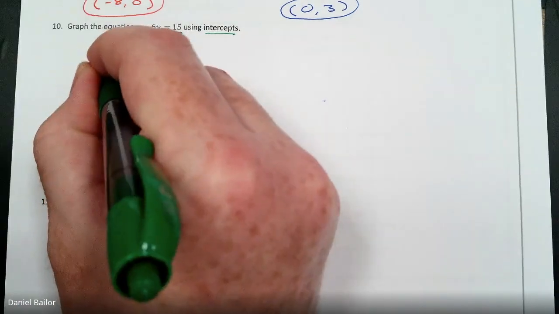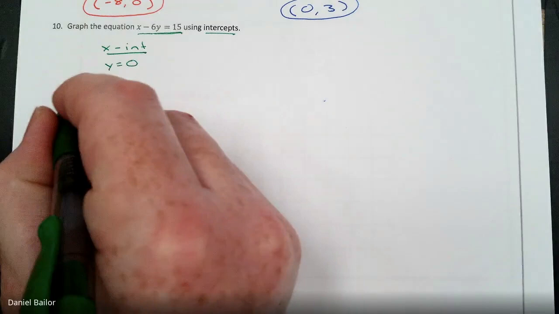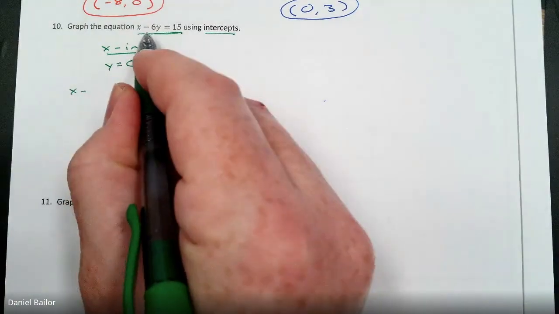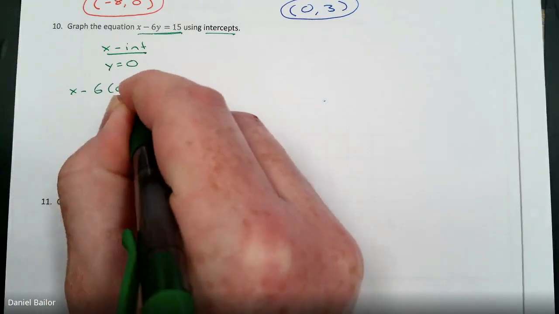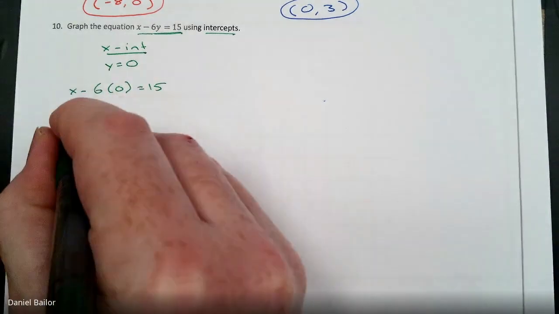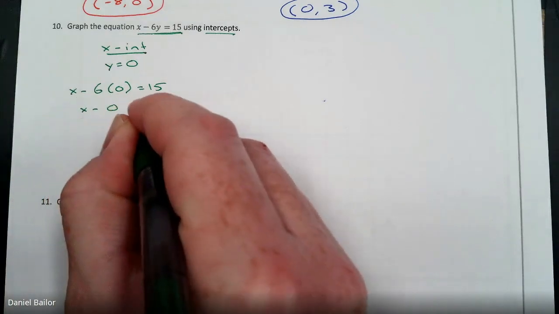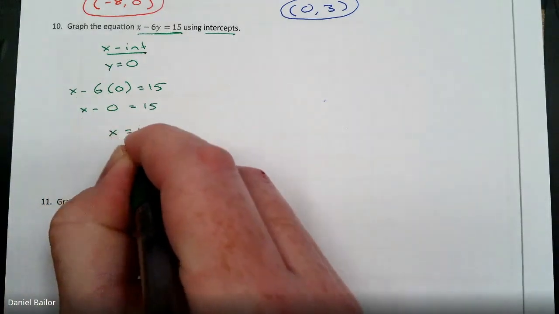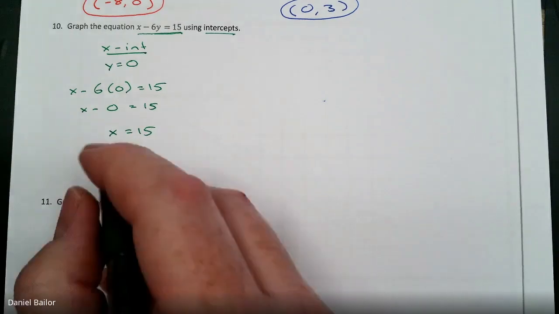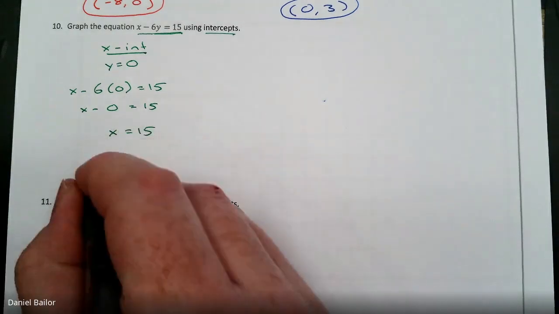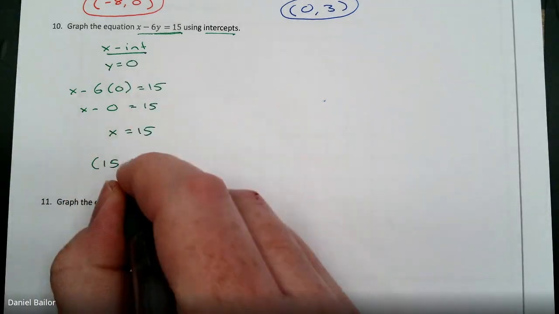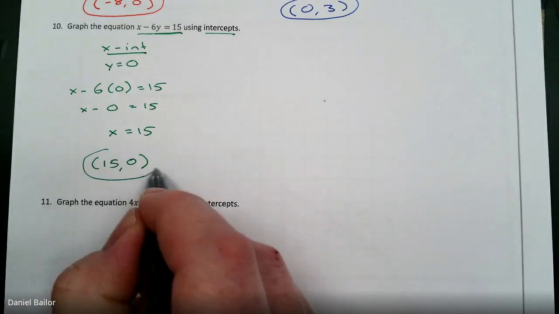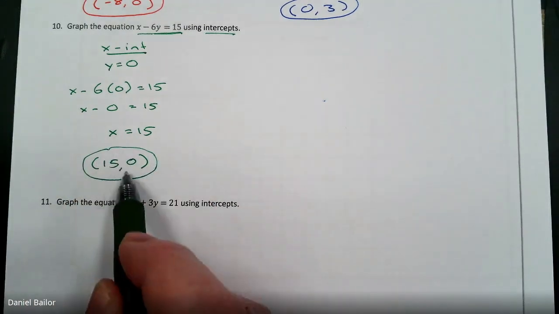And remember, the x-intercept is when y equals 0. So you take the equation that we have up here, only instead of y, we put a 0. That gives us x minus 0 equals 15, which means x equals 15. So the coordinates for the x-intercept, x is 15 and y is 0. That's the x-intercept right here. X-intercept is 15, 0.